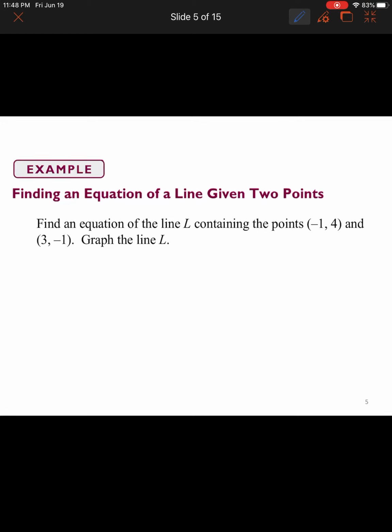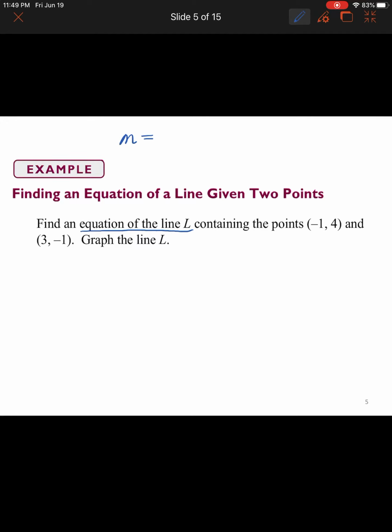Let's move into another example. Find the equation of the line containing the points (-1, 4) and (3, -1). And it says graph the line. All right, so first thing it says, find the equation of a line. In order to find the equation of a line, you have to have the slope of that line that goes through those points. We don't have the slope present, but we know how to calculate the slope because we have 2 points.